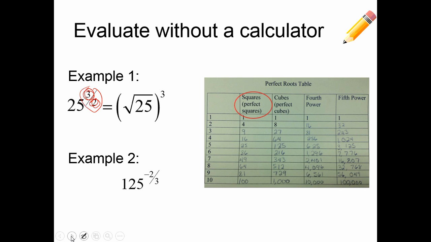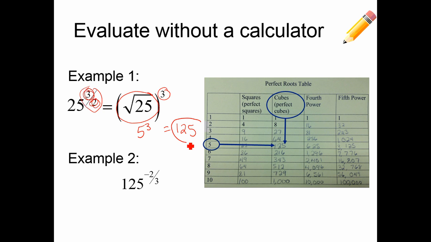Well, let's look at our table. We'll look under squares. We'll look for the number 25. We'll read across, and that number is 5. So this whole part right here becomes 5. So I really have 5 raised up to the 3rd power. What is 5 to the 3rd power? Well, let's look across now. 5 to the 3rd power is 125. So I don't need a calculator to figure that out if I understand all of my perfect roots here.